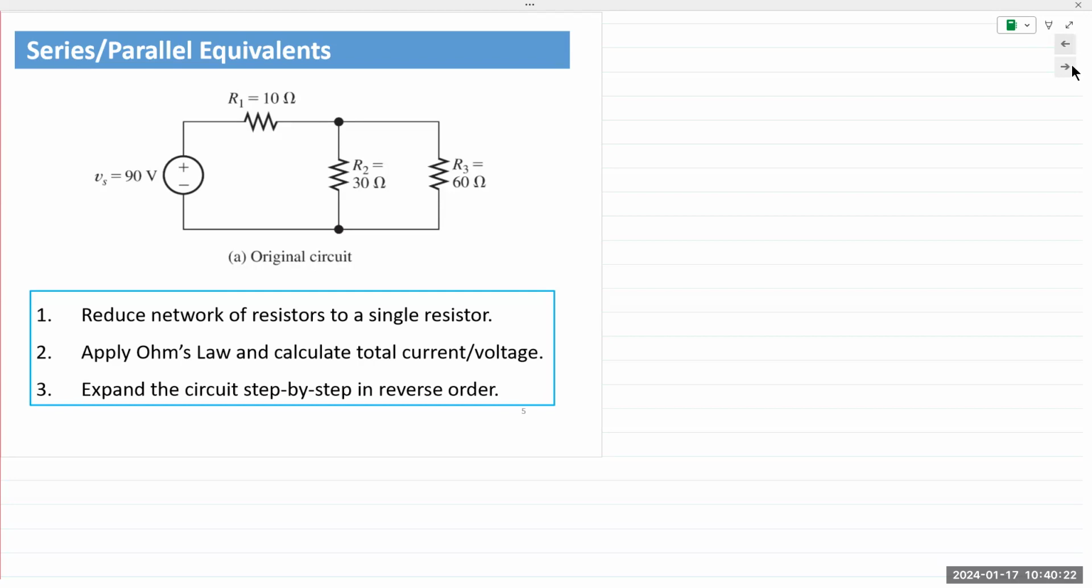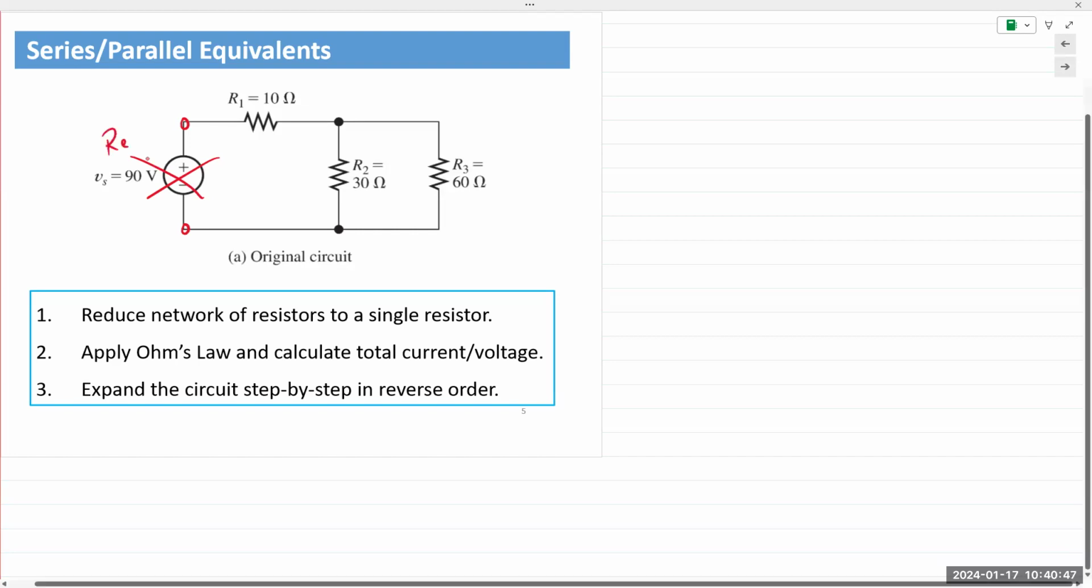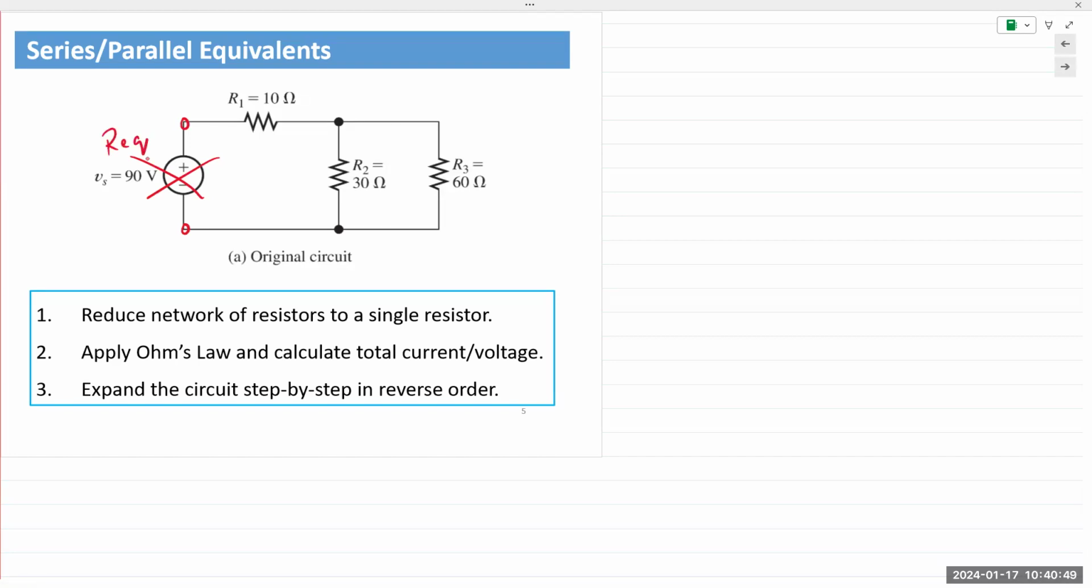Okay, well, the idea is simple. It's a three-step solution. We first take the large network of resistors. Any source in that circuit, we take it out first. So once we take that source out, we have open terminals in its place. We determine the REQ between those open terminals, and we reduce this large network of resistors down to one single resistance.